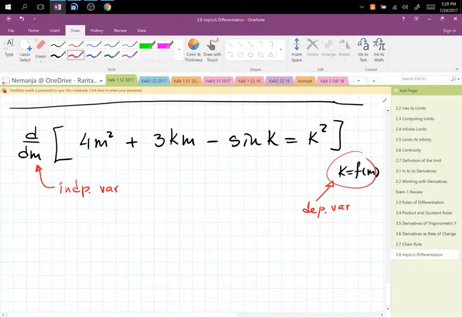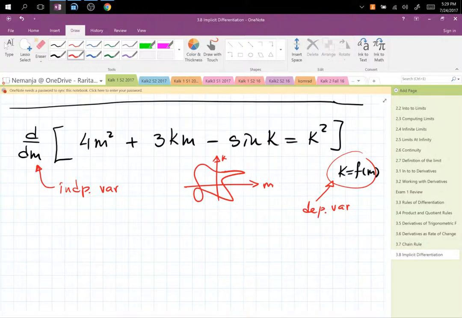So this will always list what your independent variable is. That is always the variable that will go on the x-axis. So the graph for this must look like this. This is your m, and this is your k. Now the graph is going to do something crazy, but the axes have to go like this. And when you find this derivative and you give me the values for k and m, I can find the tangent lines. So that's the bottom line.